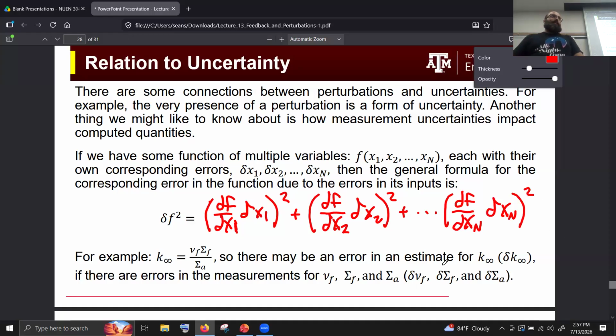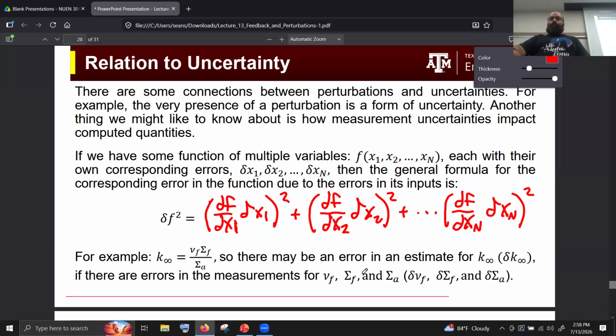That's just your standard error propagation formula. Hopefully we remember that from the detector lab. So if the quantity you're talking about is k infinity, then k infinity is nu f times sigma a. You might have some uncertainty in k infinity if you have uncertainties in these individual quantities. And this is the formula you could use to say what's the uncertainty in k infinity based on the uncertainties in any of these quantities.